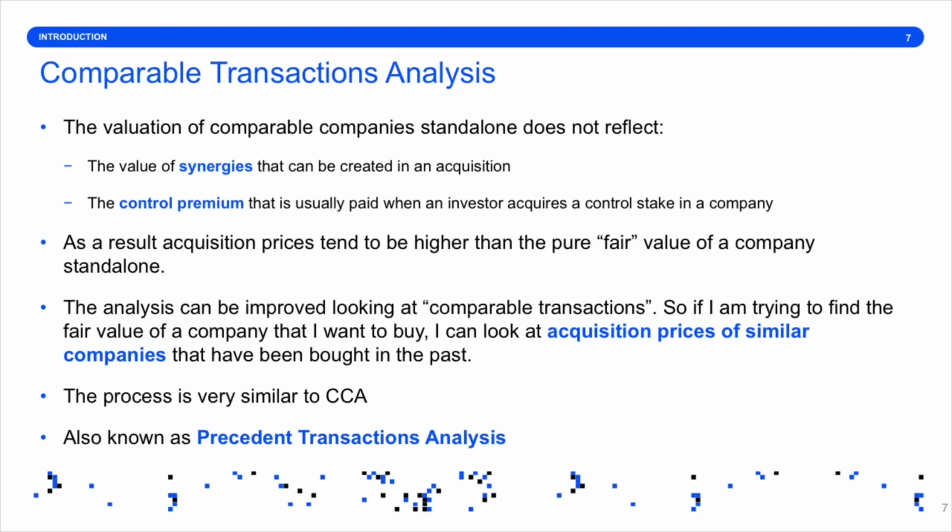When you buy a company, with the idea that you're going to merge with this company, the value that you're willing to pay is usually more than the value of the company standalone. Okay? Now, let me give you an example.